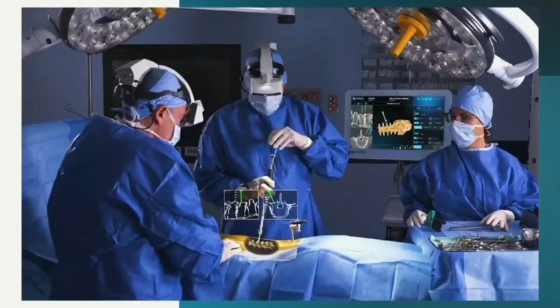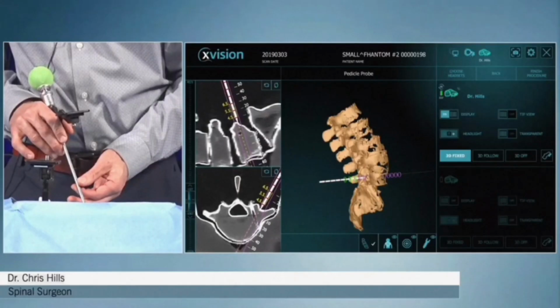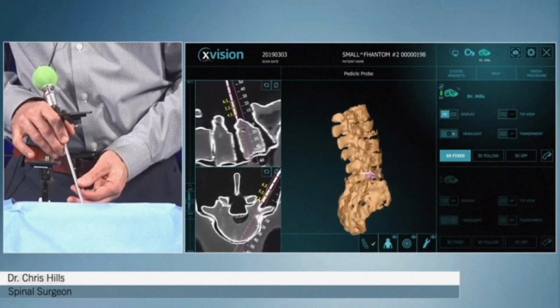Another example includes the xvision. It is an AR headset system developed by Augmedics. It is mainly used in practice for spinal surgery in medical schools. This allows students to visualize and interact with the anatomy of the 3D model. This can result in higher accuracy during their surgery, which helps them a lot.